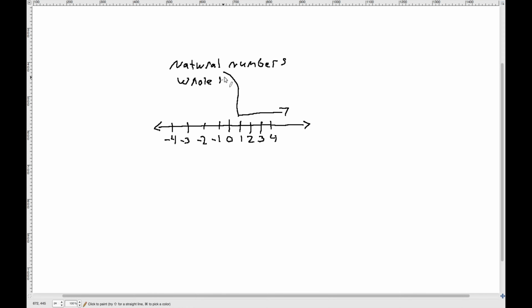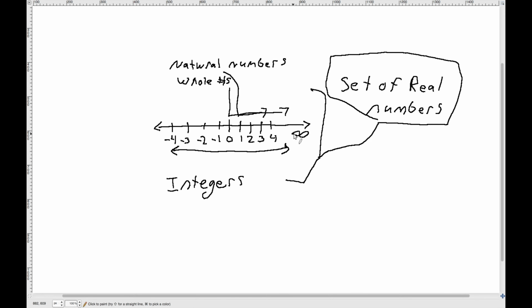Whole numbers include all of the natural numbers plus 0. So from 0 to positive infinity. The term integer indicates all the natural numbers and whole numbers and all of the negative numbers that are included. So we have 1, 2, 3, 4, 5, and all up to infinity, plus 0, plus negative 1, negative 2, negative 3, negative 4, all the way down to negative infinity. This would include all the set of real numbers that we will be working with.